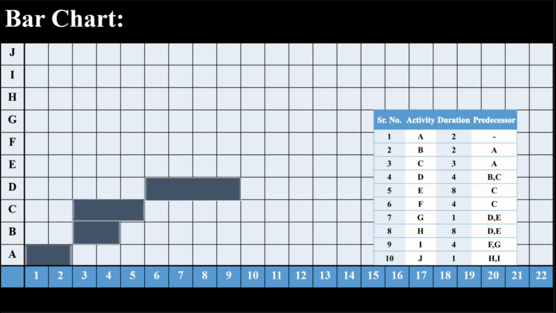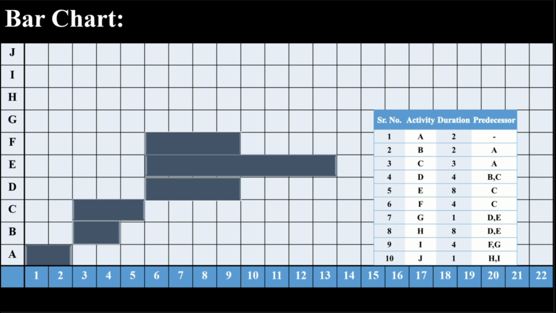Activity E starts after C ends at day 5, runs for 8 days, and ends at day 13. Activity F also starts after C ends at day 5, runs for 4 days, and ends at day 9. Activity G starts when both D and E are finished, meaning it starts at day 13, runs for 1 day, and ends at day 14.